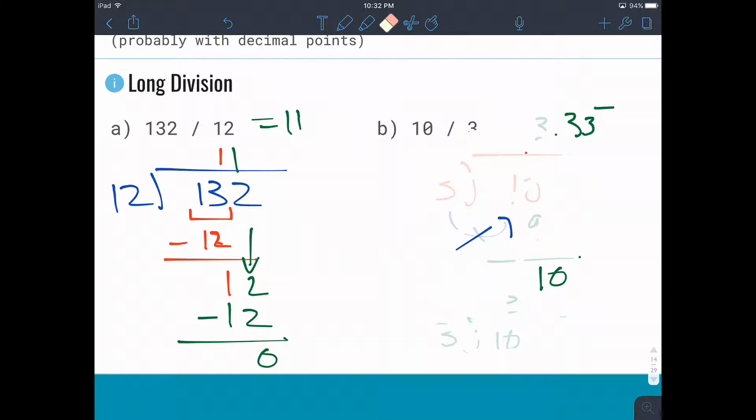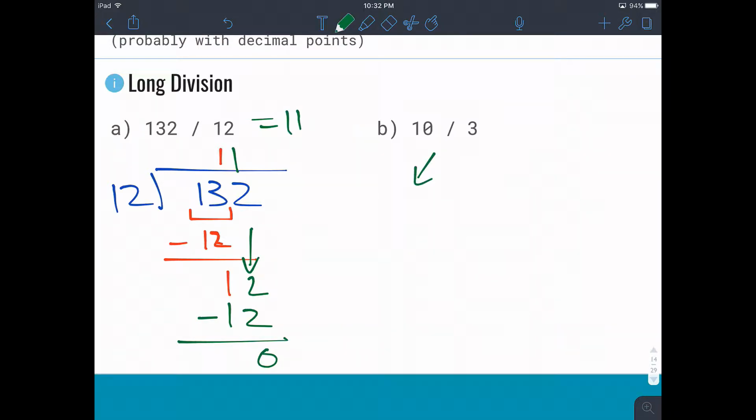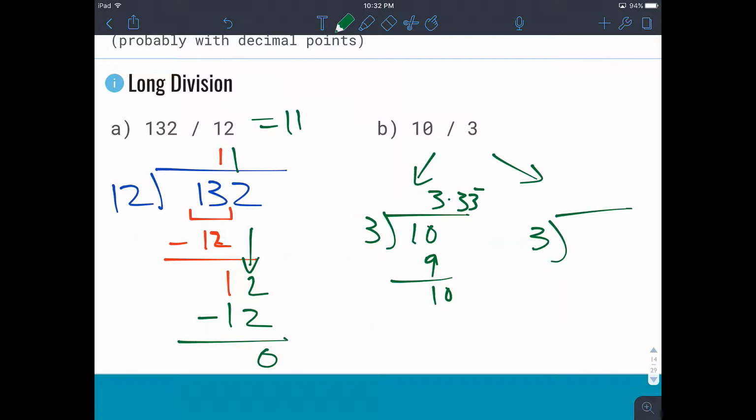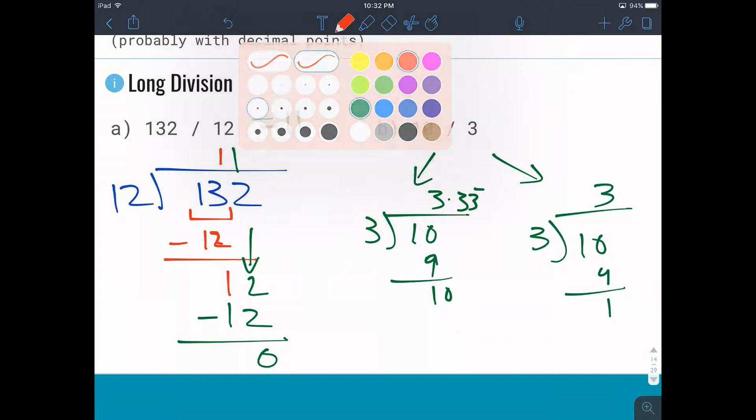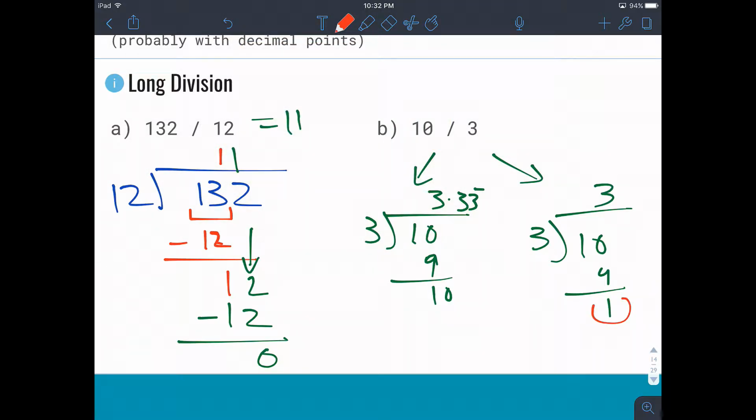And let's clean that up a bit. So there are two possible answers here, where one will be a decimal result and one will be a remainder result. 3 goes into 10 three times, which gives us 9, and then the point and 3, 3 continuing. Or we can do this as 10 divided by 3, where we take 3 times 3, which gives us 9, and we have this 1 left over, which gives us a remainder of 1.